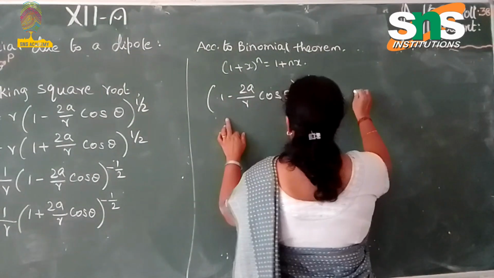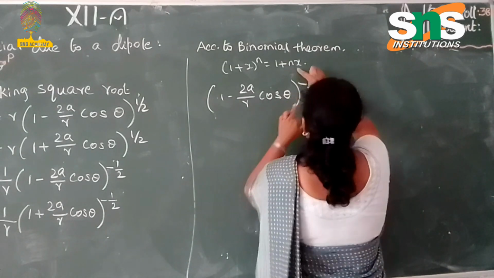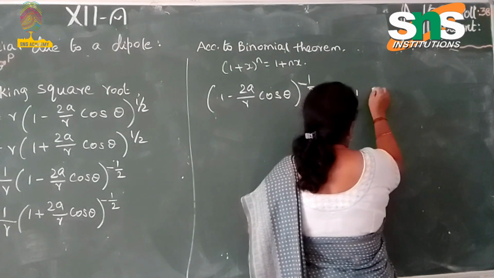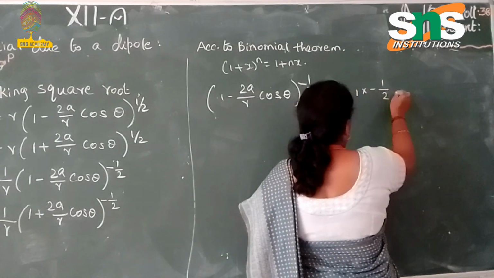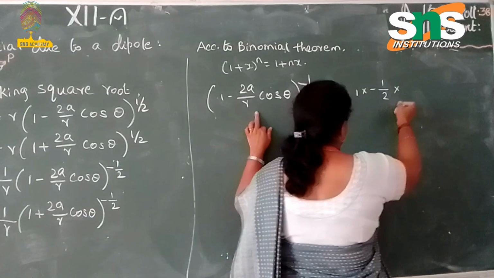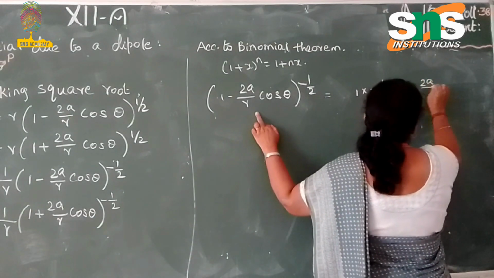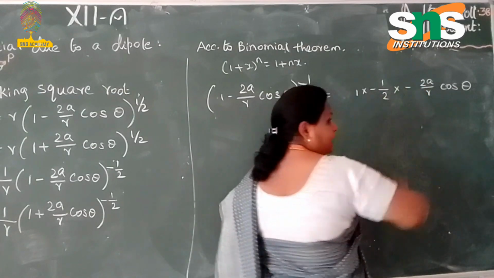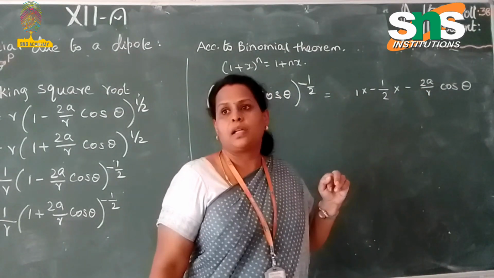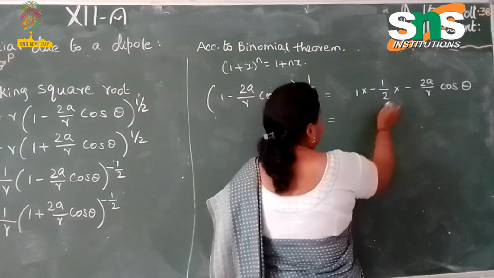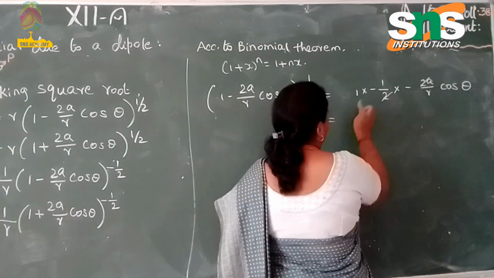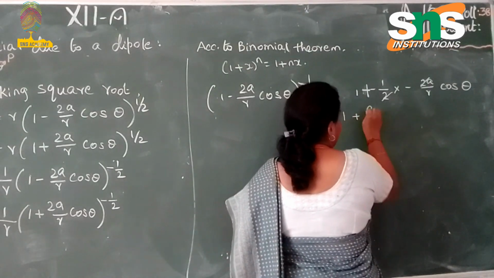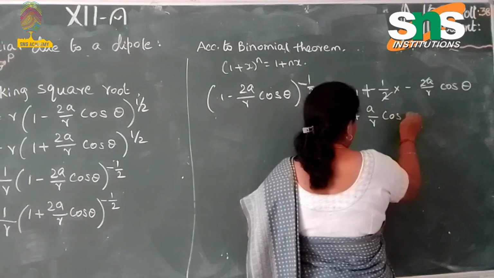So it will be 1. Here n is minus 1 by 2. 1 minus 1 by 2 into what will be my x? Here it is minus 2a by r cos theta. This minus and minus will become plus. Am I right? So this 2 and 2 will also get cancelled. So here it will be 1 plus a by r cos theta.